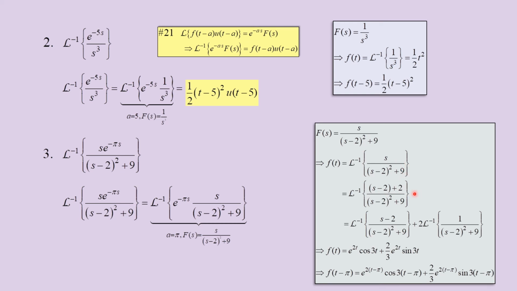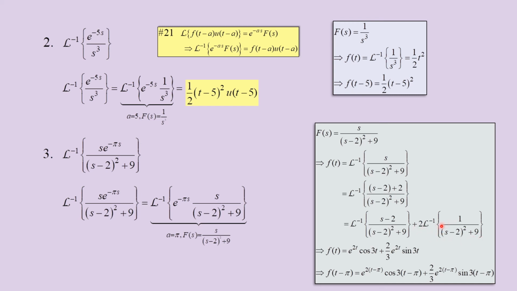Next, we are going to apply term-wise division. The first term divided by the denominator plus the second term divided by the same denominator. So we are getting the inverse Laplace transform of (s minus 2) divided by (s minus 2) squared plus 9, plus the inverse Laplace transform of 2 divided by (s minus 2) squared plus 9. In this case, I have factored the number 2 out and left 1 inside.